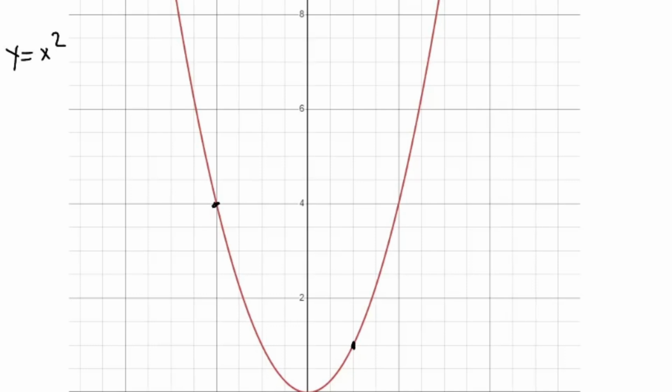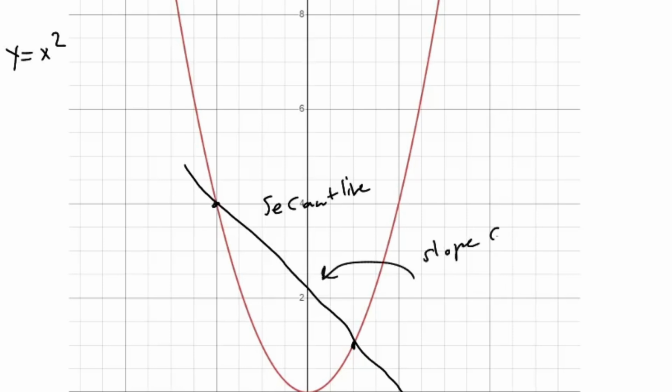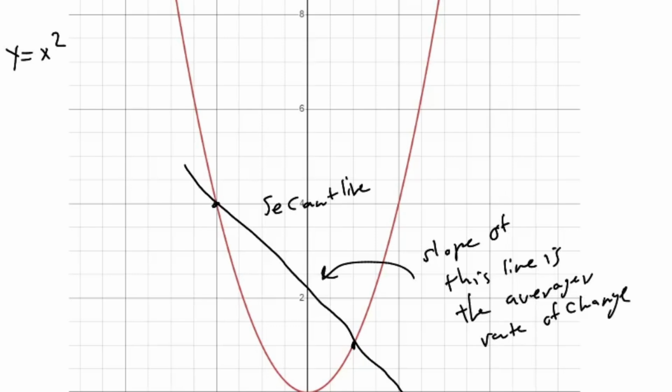Now, if I draw, for example, let's imagine a straight line, a secant line, which intersects between both of our points here. It's a secant line. The slope of this line is the average rate of change, right? Remember, that's a straight secant line. Alright, so that's something important to note here.